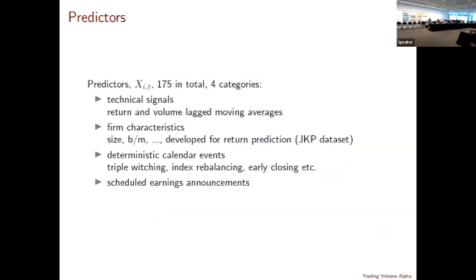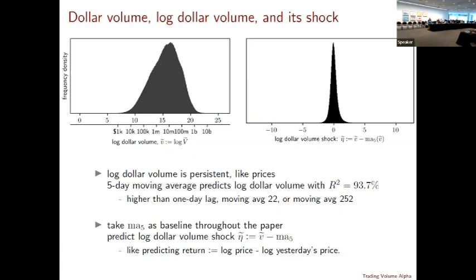the whole zoo of factor characteristics that have been used to predict returns. They may or may not have any impact on volume, but we can throw those in there, as well as calendar events like triple witching days and earnings announcement events, things of that nature. Okay. Volume, as you might expect, the level of volume is highly predictable, like prices, right? Pretty stable. But changes in volume is the object we're going to focus on.